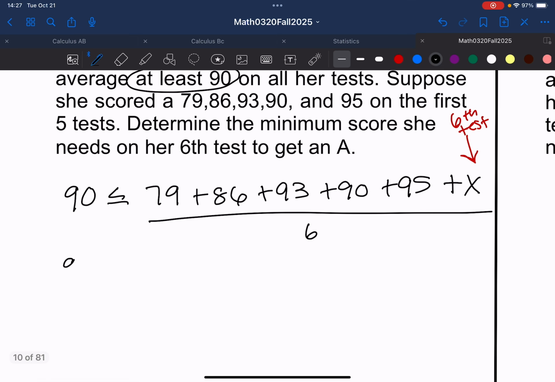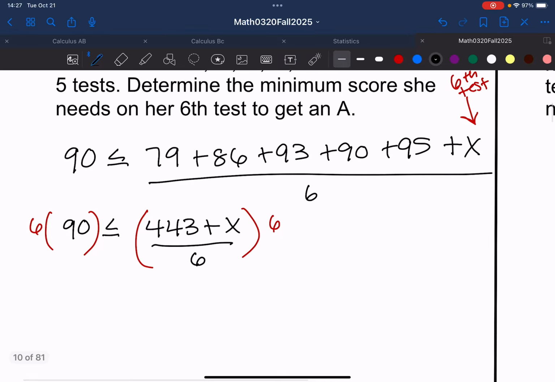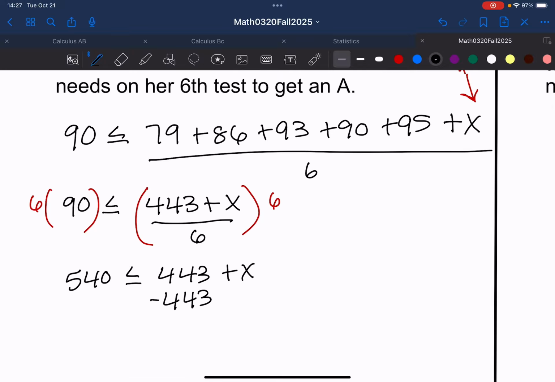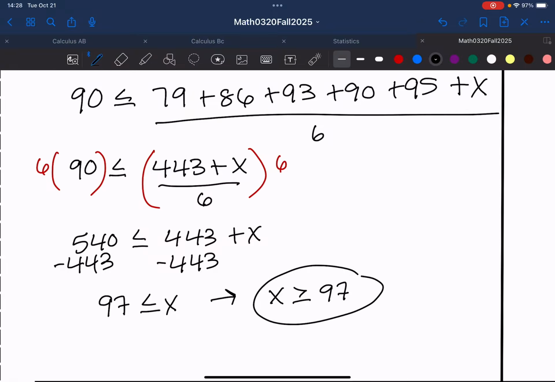If I simplify this, this would be 90 is less than or equal to 443 plus x, divided by 6. I'm going to get x by itself by multiplying both sides by 6, which means I have 540 is less than or equal to 443 plus x. I subtract 443 from both sides, and I get 97 is less than or equal to x. But in proper notation, that is x greater than or equal to 97, which means Ashley must score at least a 97 on her 6th test to get a 90 or an A in the class.